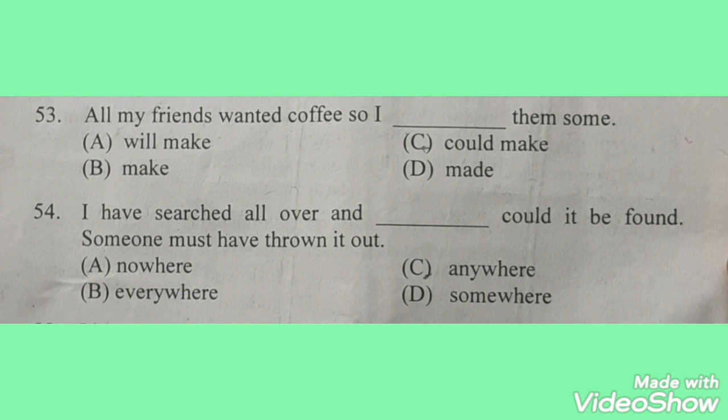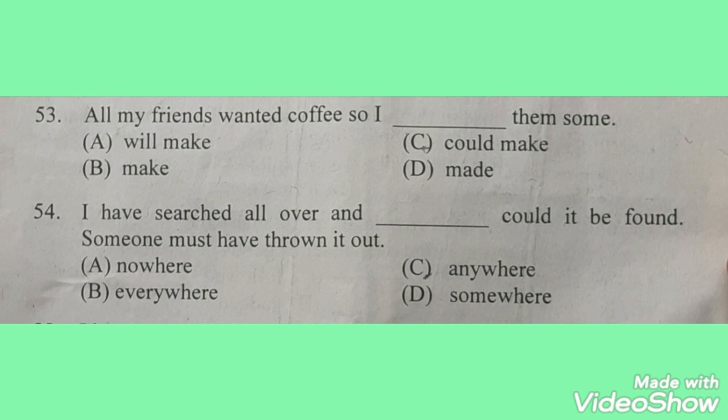That's why. Very easy. Those verbs should be compatible. The next one: I have searched all over and blank could it be found. Someone must have thrown it out. A. Nowhere. B. Everywhere. C. Anywhere. D. Somewhere. Okay, what is your answer? Have you said nowhere?